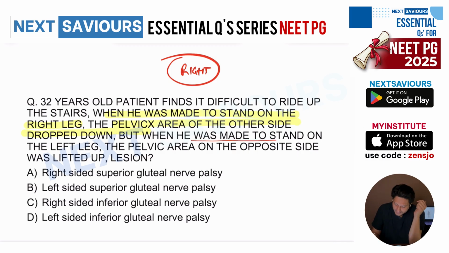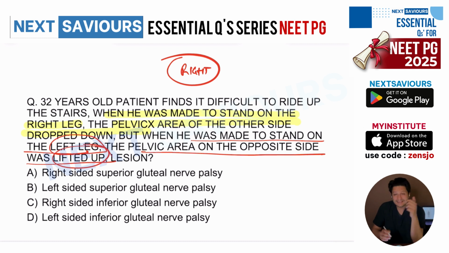But when he was made to stand on the left lower limb, the pelvic area on the opposite side was lifted up. Now here there is a comparison. When he was made to bear weight on the left lower limb, the abductor mechanism of the left side is absolutely normal. That is why it was capable of inclining the other end of the body towards itself. That means the left side is absolutely normal. And now they are asking about the lesion. Now, based on the four options, first of all is the side determination. You have already identified the side which is affected. It is the right side.